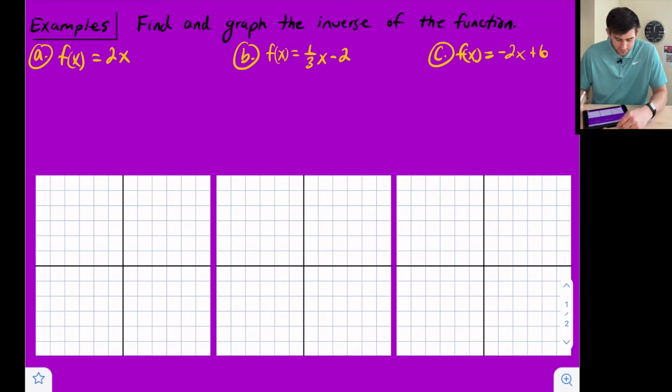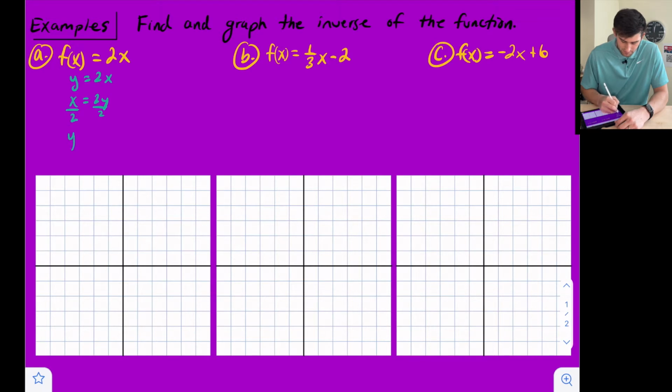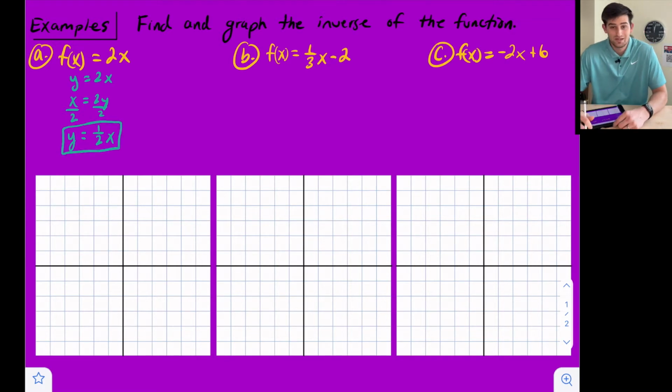All right, so our first one is f of x equals 2x. So I'm going to start off by writing this as y equals 2x. Then we're going to switch x and y. Now I want to solve this for y, so I'm going to divide both sides by 2, and my final equation would be y equals 1/2 x. So this would be y equals x divided by 2, which is the same as just 1/2 x.